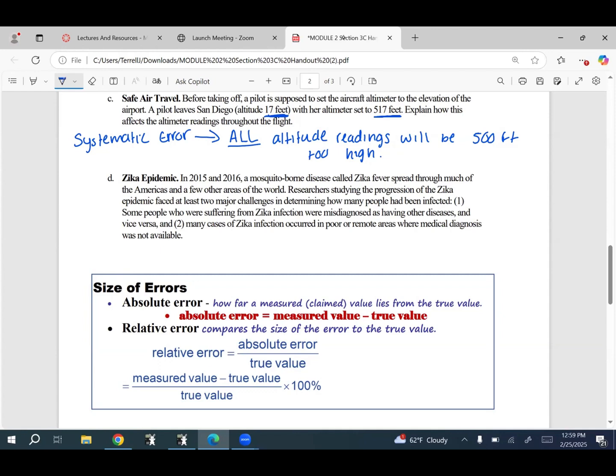So let's look at those two scenarios. First, let's look at number one. What kind of error is this? Random or systematic? It says some people who were suffering from the Zika infection were misdiagnosed as having other diseases. Because it says some people were misdiagnosed and not everybody, this would be considered a random error. I'll say it was unpredictable misdiagnosis.